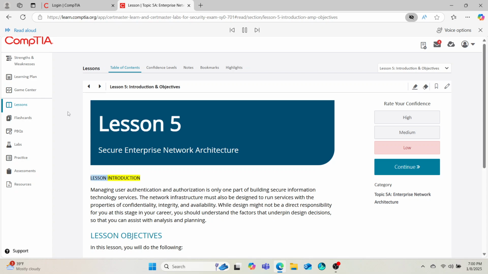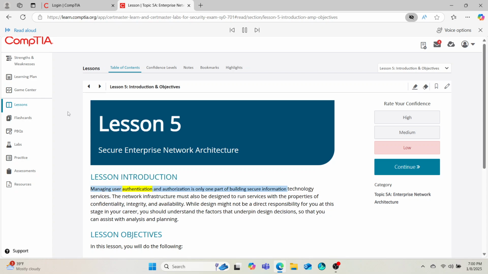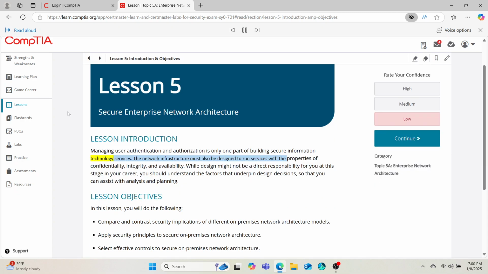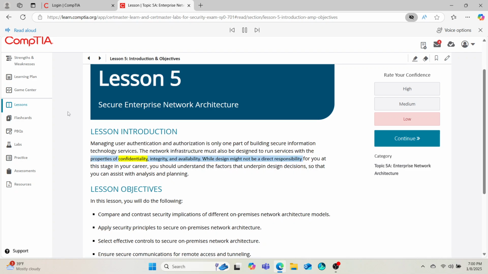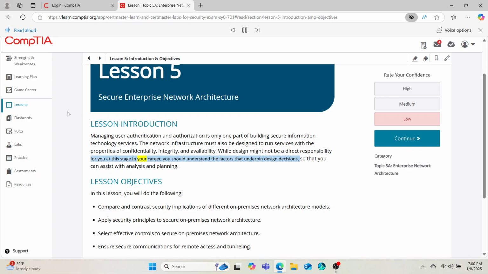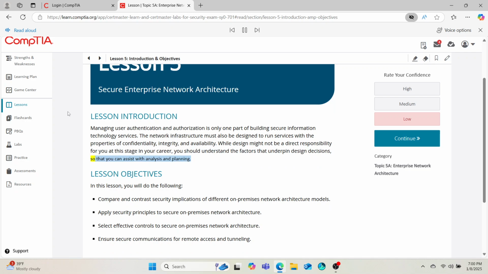Lesson Introduction. Managing user authentication and authorization is only one part of building secure information technology services. The network infrastructure must also be designed to run services with the properties of confidentiality, integrity, and availability. While design might not be a direct responsibility for you at this stage in your career, you should understand the factors that underpin design decisions so that you can assist with analysis and planning.